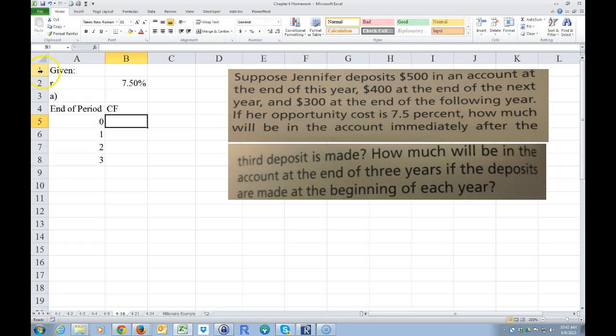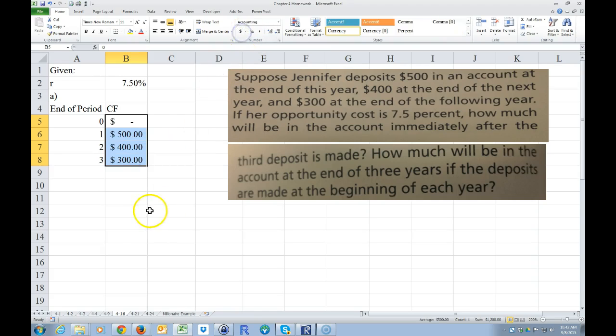So in this first problem, the first one is the end of period 1. So it's 500, 400 and 300, these three numbers. And there's nothing given at the beginning of period one, which is the end of period zero. So I can highlight these and make that a dollar format.